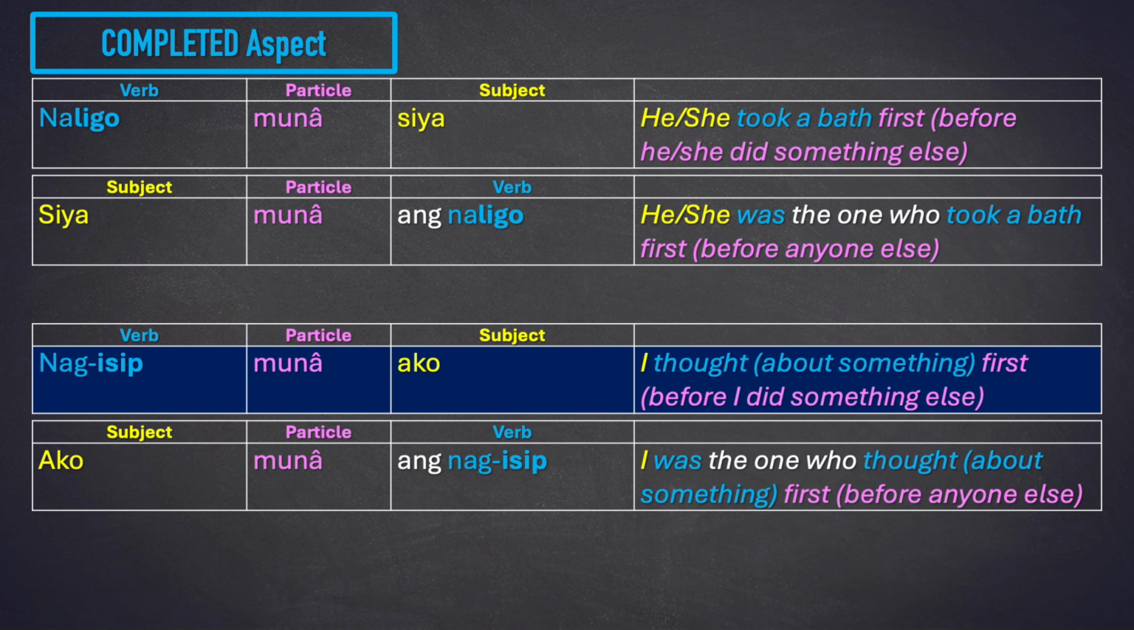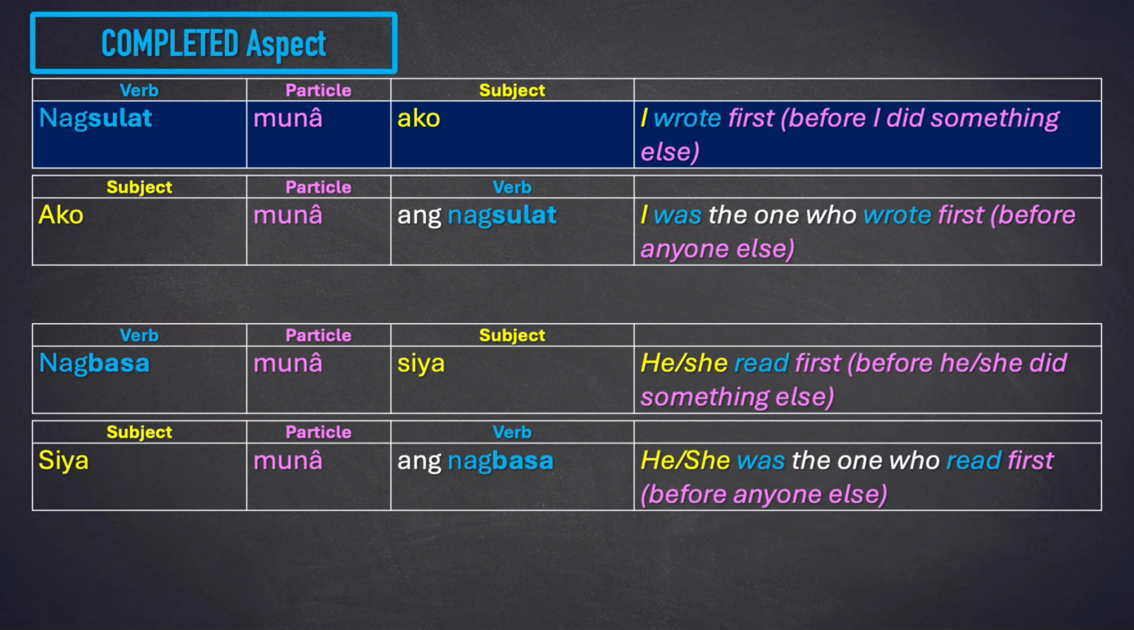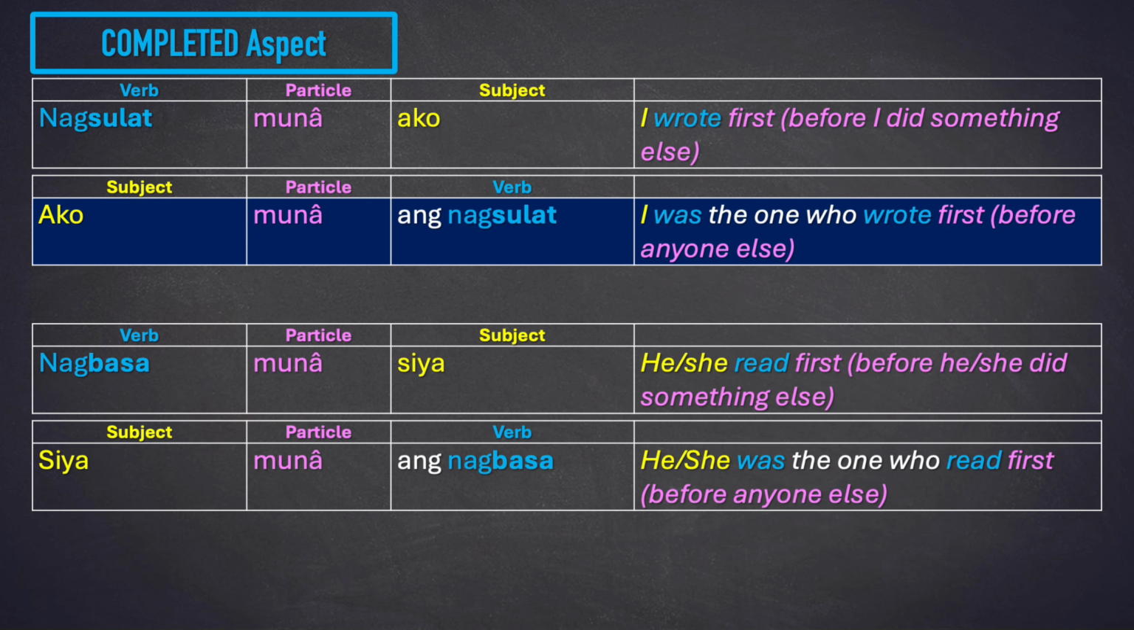Nag-isip muna ako. I thought about something first before I did something else. Ako muna ang nag-isip. I was the one who thought about something first before anyone else. Nagsulat muna ako. I wrote first before I did something else. Ako muna ang nagsulat. I was the one who wrote first before anyone else.